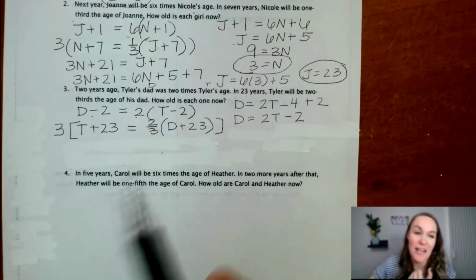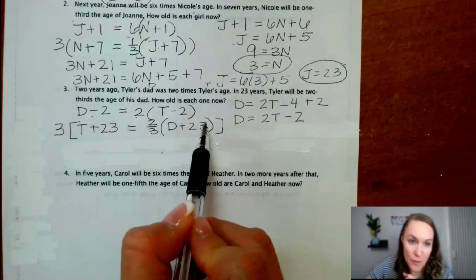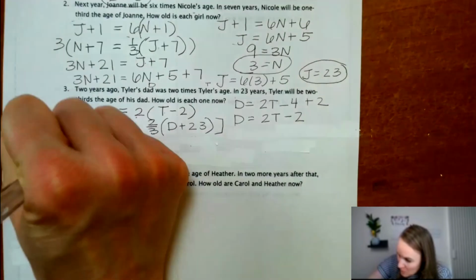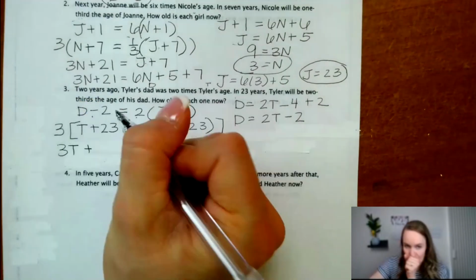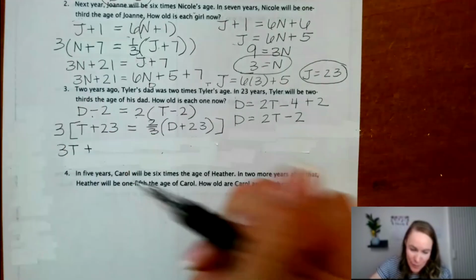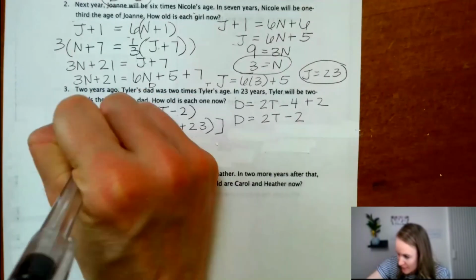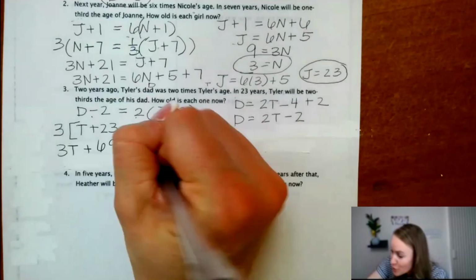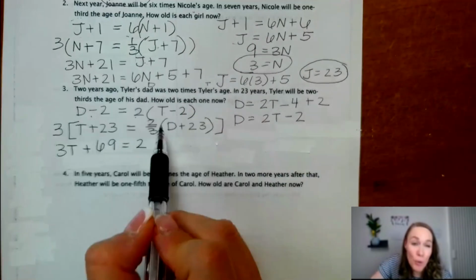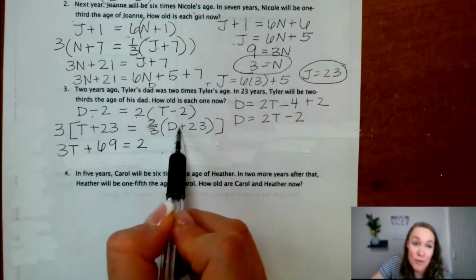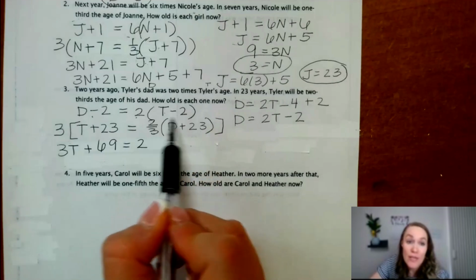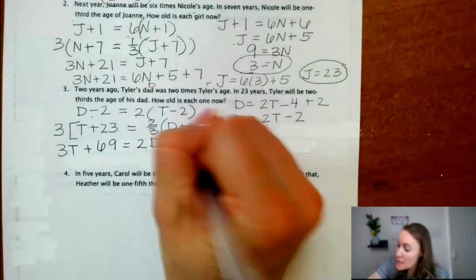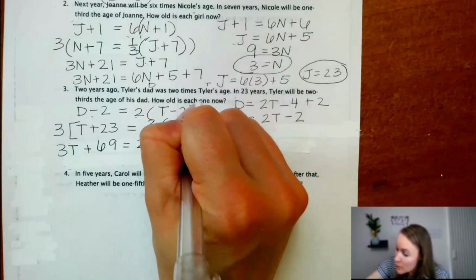Okay, so now we're going to go ahead and multiply this equation by 3 so we can get rid of our fraction. 3 times t is 3t plus 3 times 23. 3 times 3 is 9. 3 times 2 is 6. 69 equals, I get rid of that fraction, so 2. And I'm going to go ahead and distribute that 2 in the parentheses. So 2 times d is 2d plus 2 times 23. 2 times 3 is 6. 2 times 2 is 4, 46.